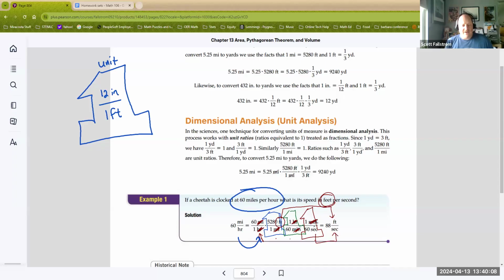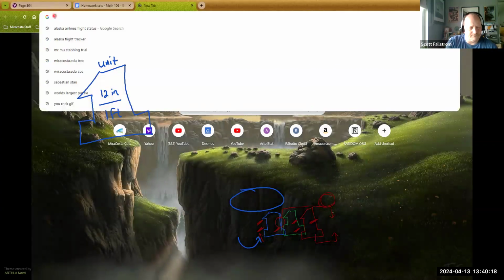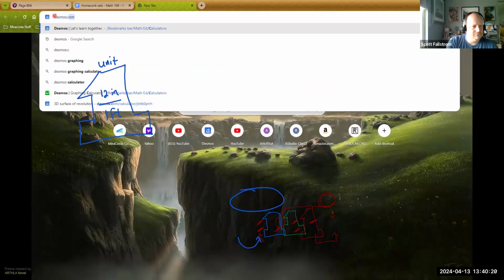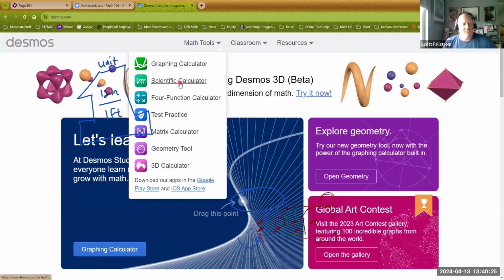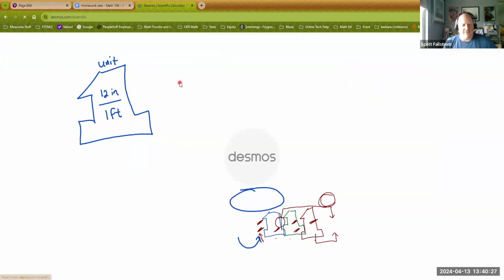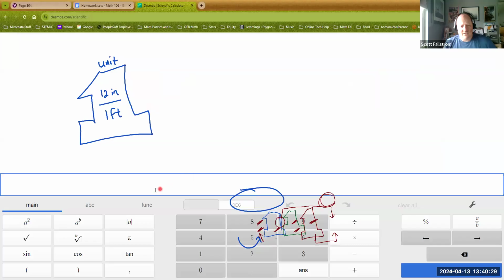Lastly, grab your calculator and just, I mean it seriously, just type it in from left to right. I'll pop up Desmos just to demonstrate quickly how to do this if you're having any trouble. Here we go. Math tools. I could do graphing or scientific. Doesn't matter. Okay. So we simply type it in.